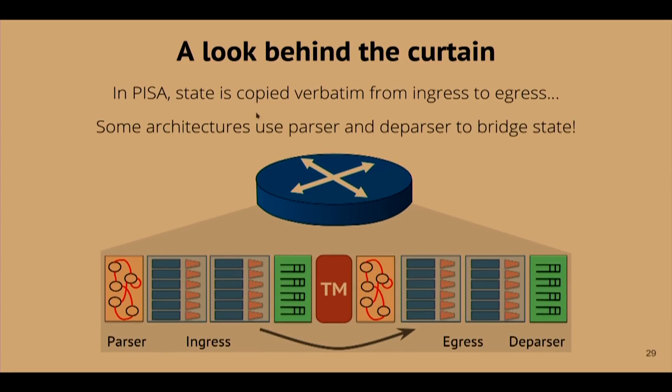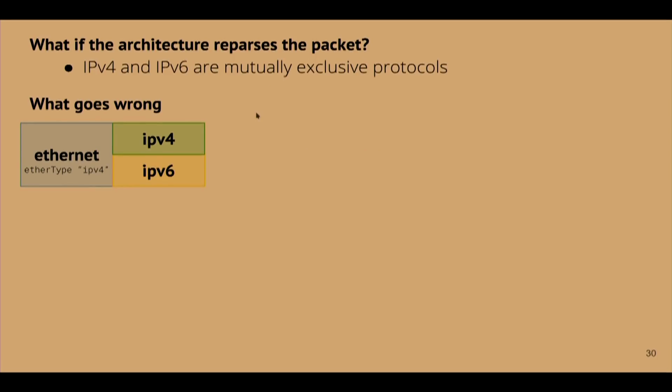But in reality, some architectures use the parser and deparser to bridge headers from the ingress pipeline to the egress pipeline. So what if we are on an architecture that does this? Well, remember how I said that the deparser is derived from the parser? Because IPv4 and IPv6 are mutually exclusive protocols, their headers can be deparsed in any order.